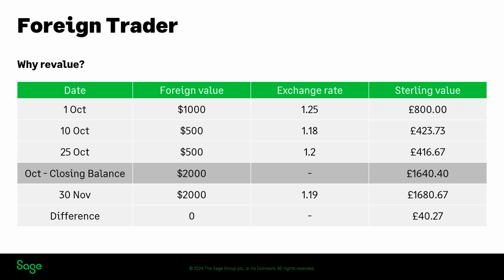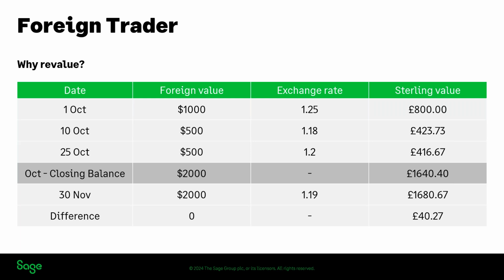So if we were to withdraw or transfer that $2,000, what is it actually worth? What would we get for it? Yes, there may be charges and things like that, but let's just say, what is it currently worth when it's sat there in that bank account? So that $2,000 in sterling at an exchange rate of 1.19, which is what it was at the end of November, would mean the $2,000 is worth £1,680.67. So there's a discrepancy, or a difference, of £40.27.